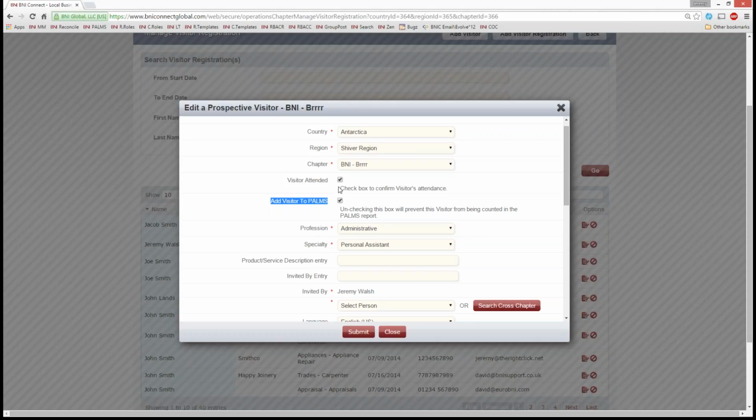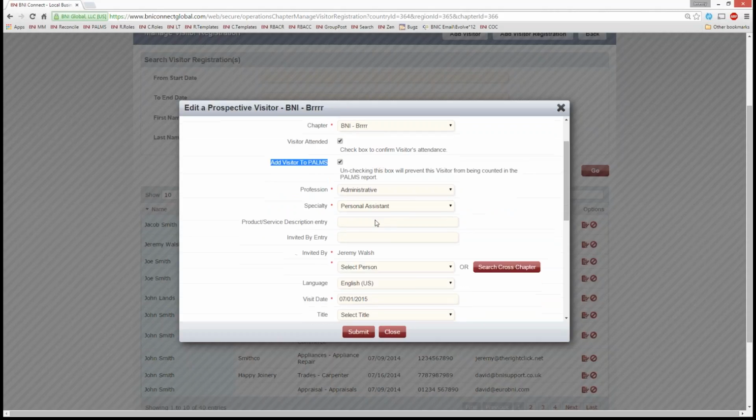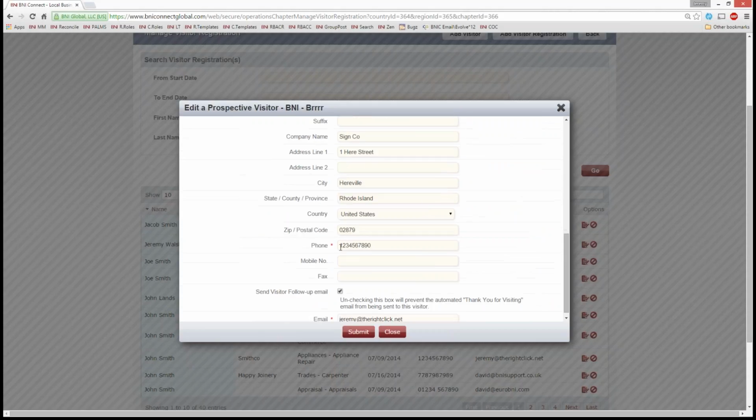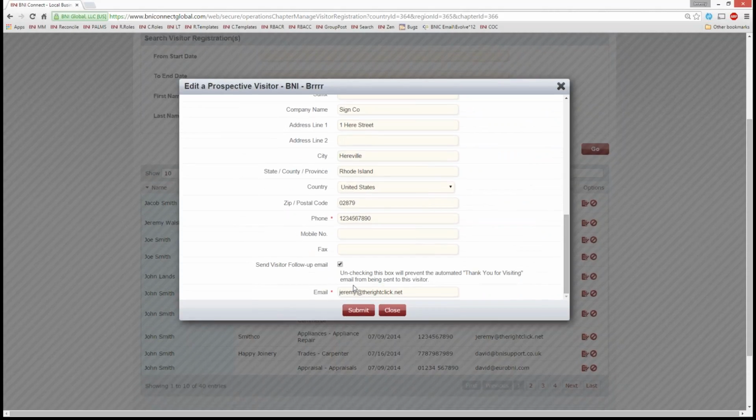Now, you do want to be careful of this because it does affect things like your conversion ratio if you're keeping track of that statistic. So I can give the person credit for this. I can also choose whether to send a follow-up email at this point.